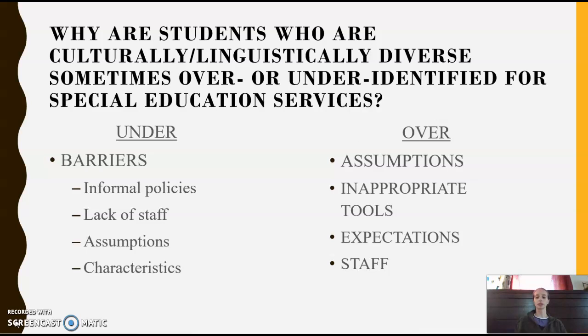I feel like this is a really big question to hit on. So, why are students who are culturally and linguistically diverse sometimes over or under identified for special education services? A lot of the times they are under identified because of barriers. There's informal policies in place where we just assume that the student, if they can't speak English, then they must automatically qualify for special education services, and that's just not true.